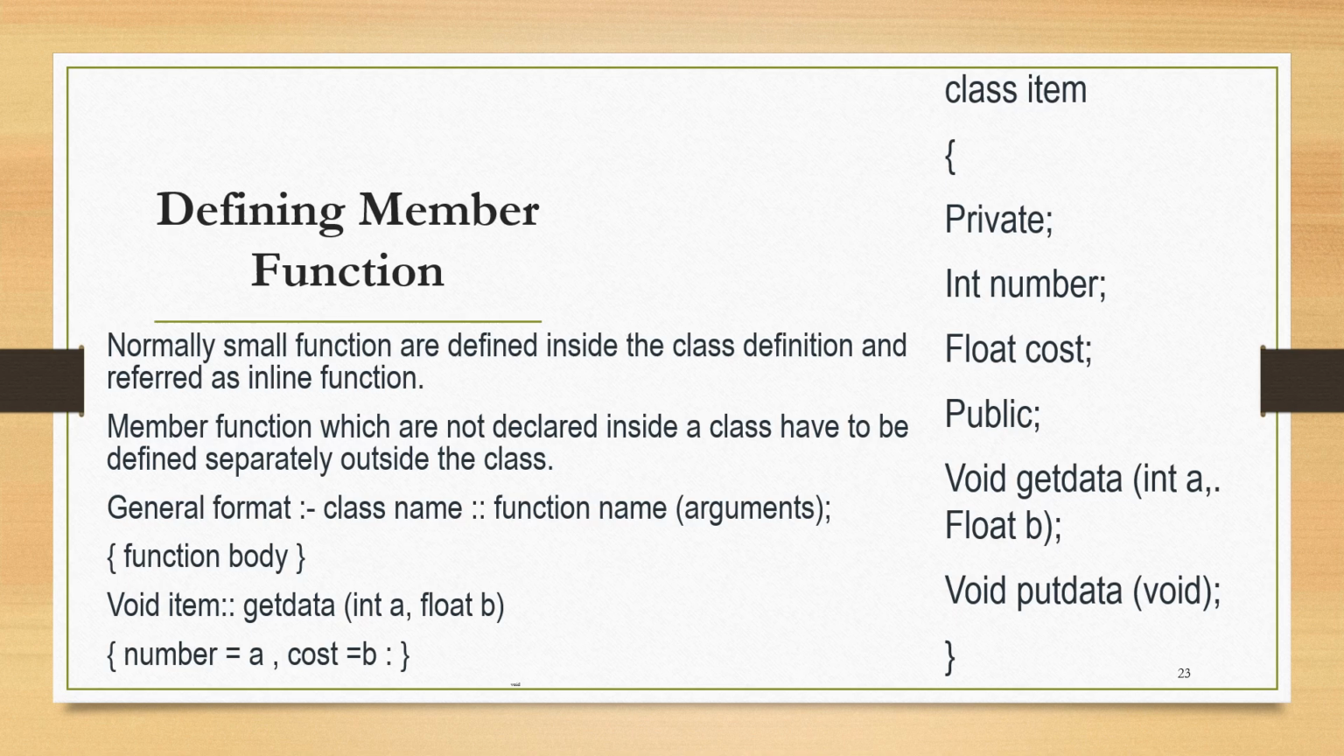The general format is class name, for example in our case item is the class name, then this symbol, then the function name. For example, we have to write these member functions outside the class. How do we write it? Void item, general format. Item is the class name, then get data is the function name, then the variable, and within this, the function body. Whatever job has to be done by this function is written here. This is outside the class definition. We can write the functions like this.